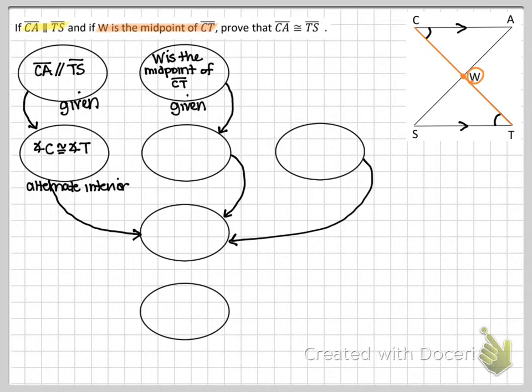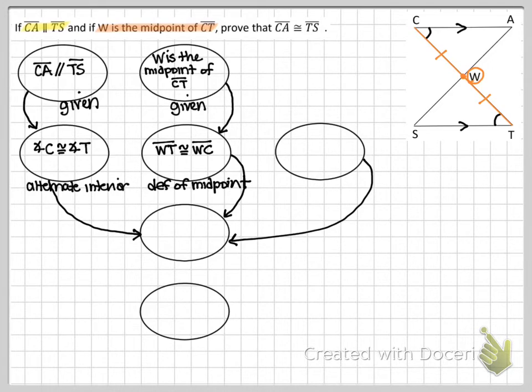Okay, if W is the middle point between C and T, then you have the same amount of information to the left as you do to the right, or top to bottom. So if this truly is the midpoint, then the line segment from W to C is going to be the same measure as from W to T. So I think that's going to go in my next bubble. W to T is going to be congruent to W to C. How do I know this? Well, it's because of the vocabulary word. I was told midpoint, so I'm using the definition of midpoint.